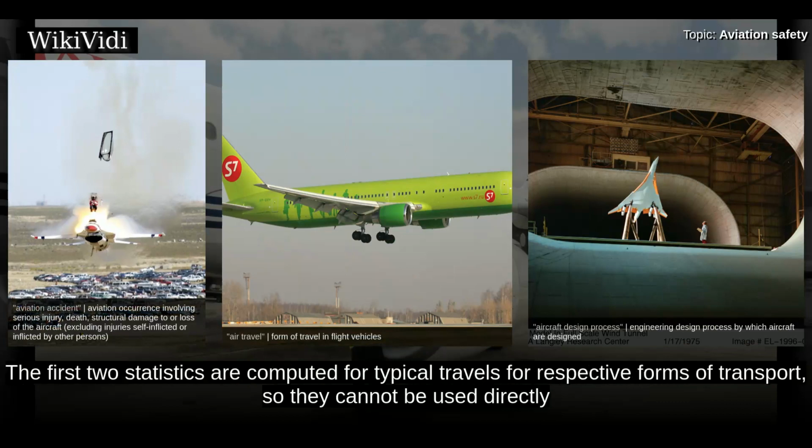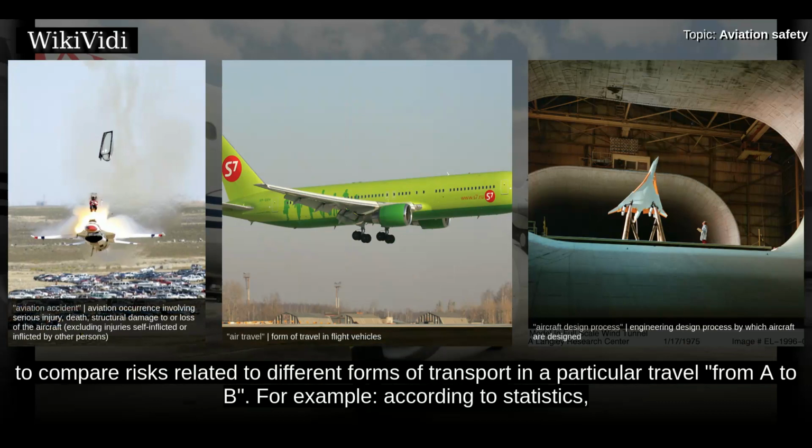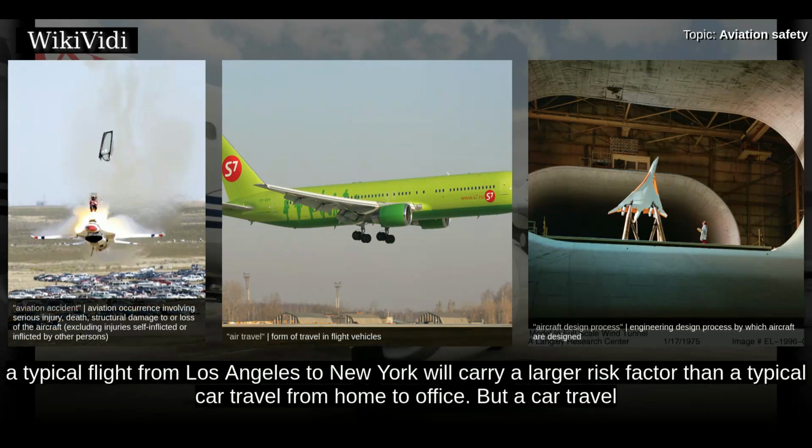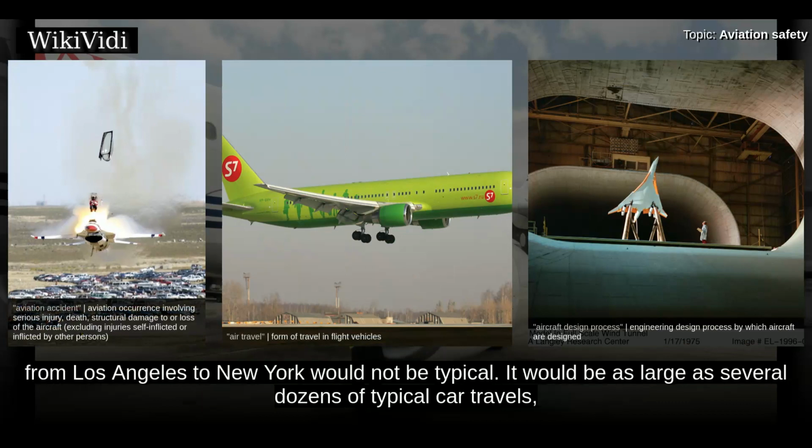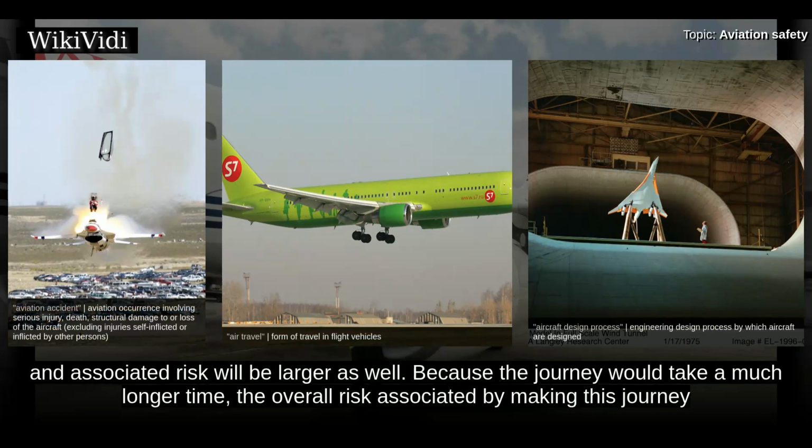The first two statistics are computed for typical travels for respective forms of transport, so they cannot be used directly to compare risks related to different forms of transport in a particular travel, from A to B. For example, according to statistics, a typical flight from Los Angeles to New York will carry a larger risk factor than a typical car travel from home to office. But a car travel from Los Angeles to New York would not be typical. It would be as large as several dozens of typical car travels, and associated risk will be larger as well.